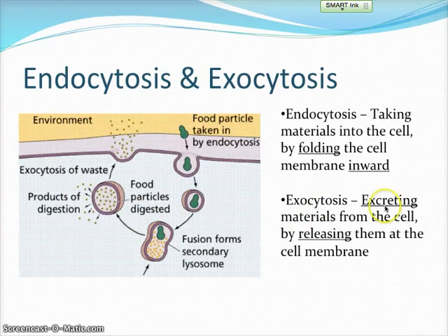Exocytosis is the opposite. So it would be excreting materials from the cell, releasing them at the cell membrane. So imagine this going the other direction, taking something and basically kind of spitting it out on the other side. So this is another job of the cell membrane, as well as diffusion and active transport.